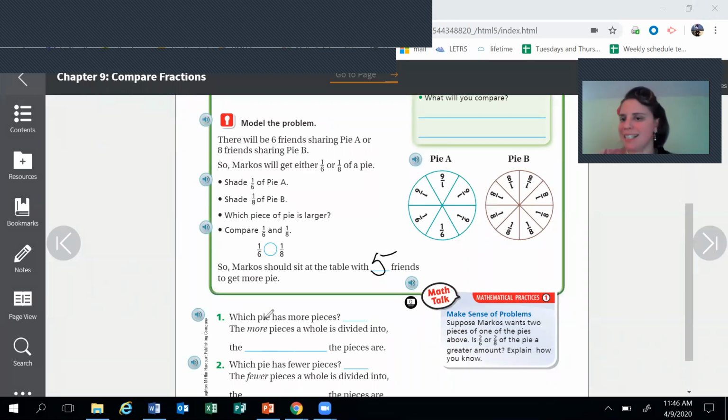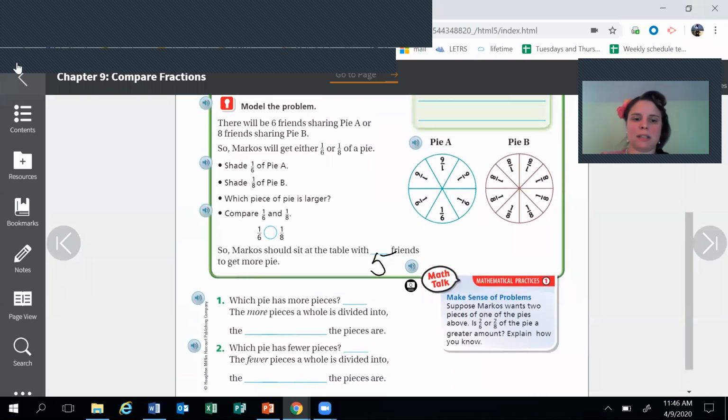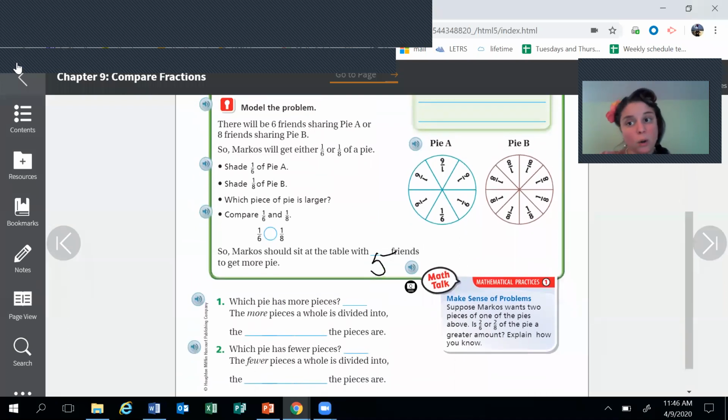Which pie has more pieces? Oh, I like it when they do extension questions. And we have the picture of the pie right there. Which pie has more pieces? You can go ahead and count them if you want. It is pie B.